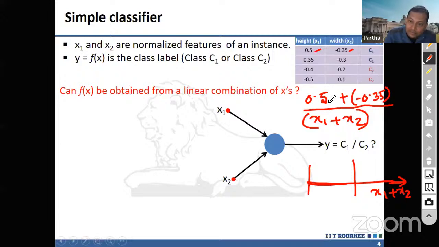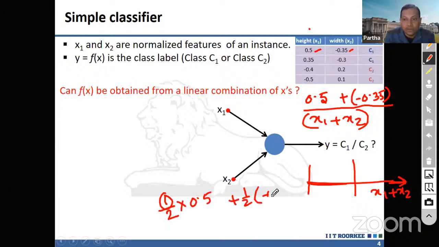It can be a simple summation, or it could be some weighted summation. For example, maybe height is more important than width. Here what I did was take equal weightage, so height has the same weightage and width has the same weightage. That means I'm considering half into 0.5 plus half into minus 0.5, and then dividing by 2, taking equal weightage of both features.